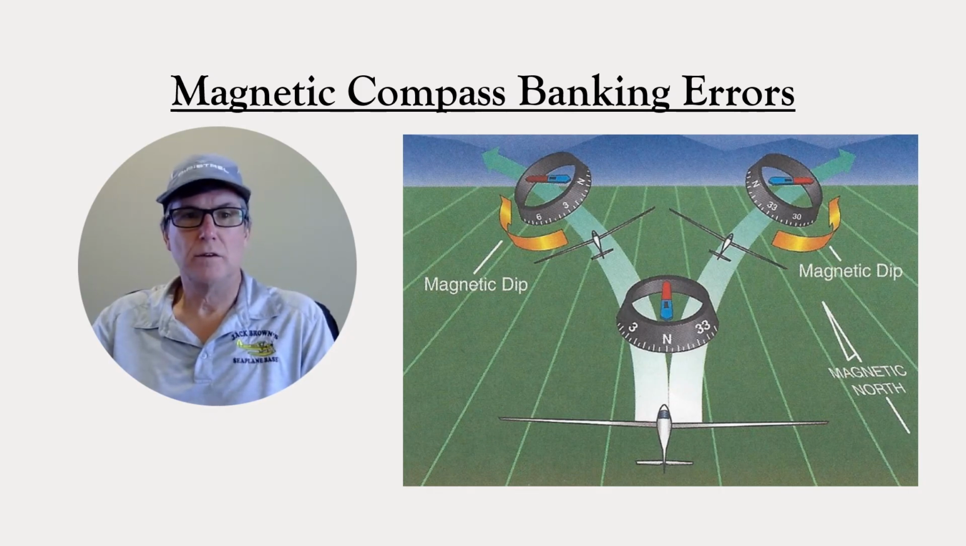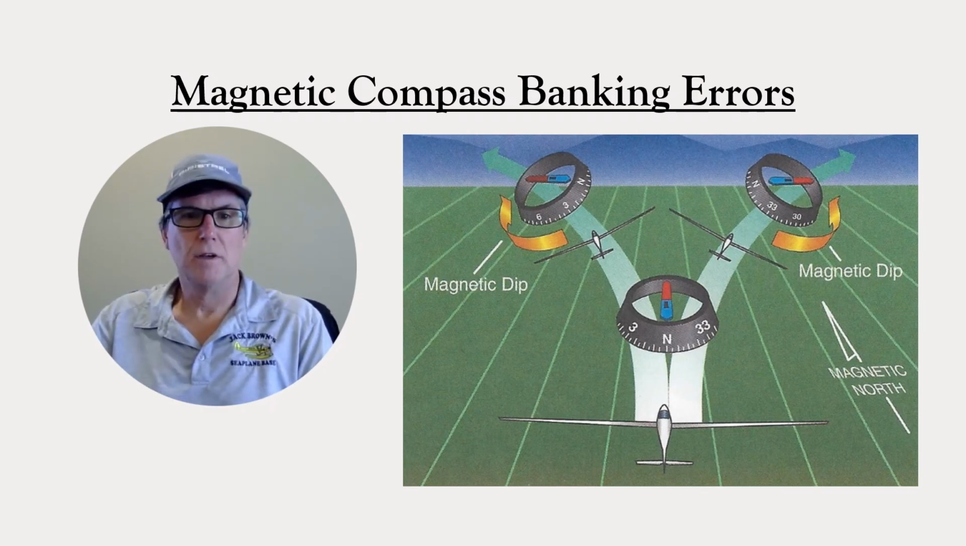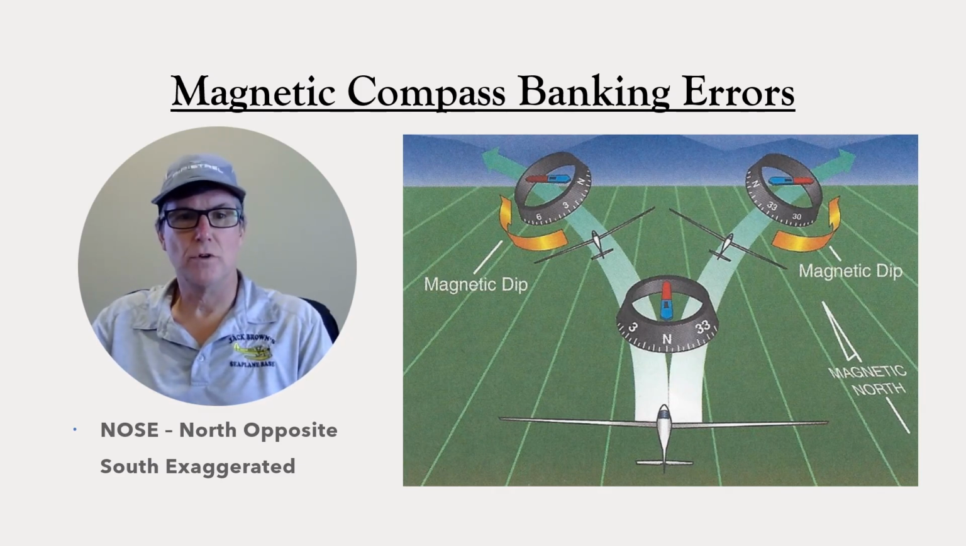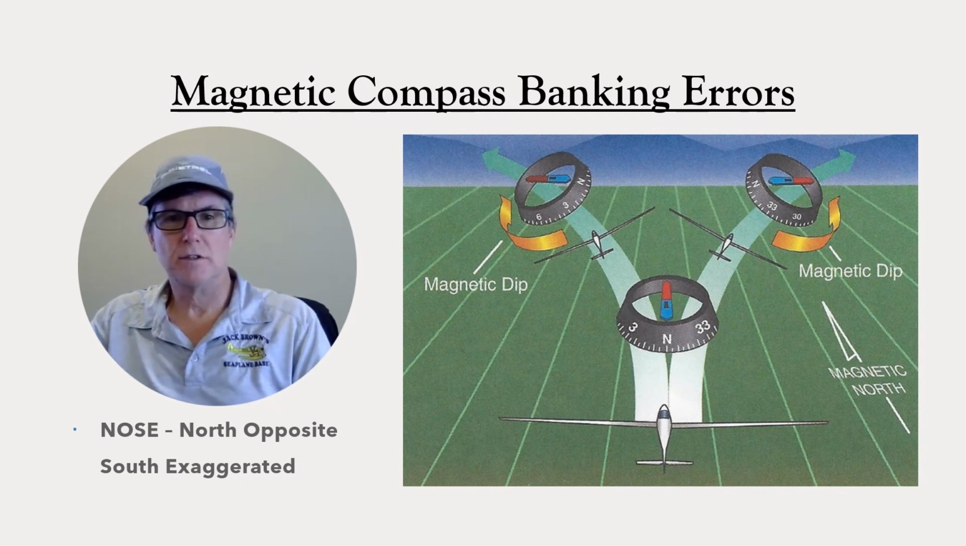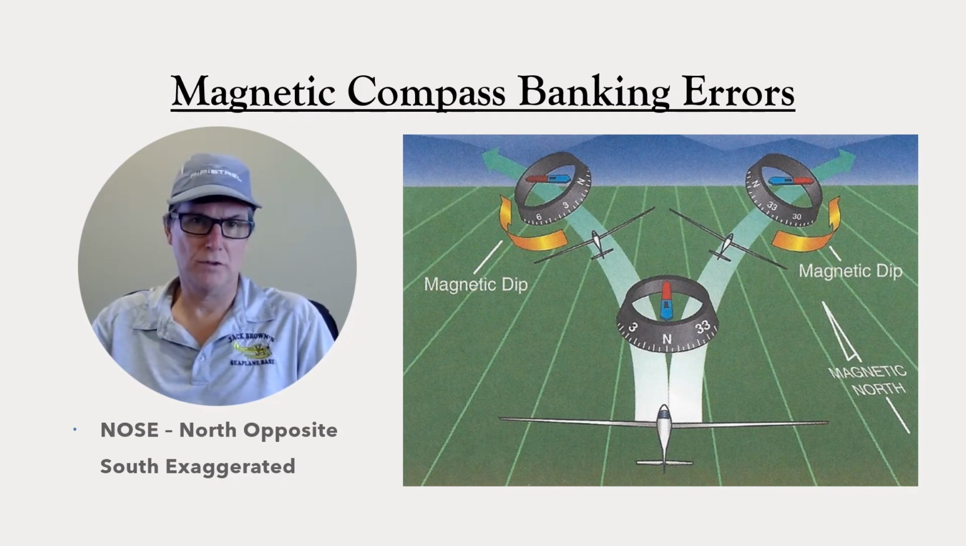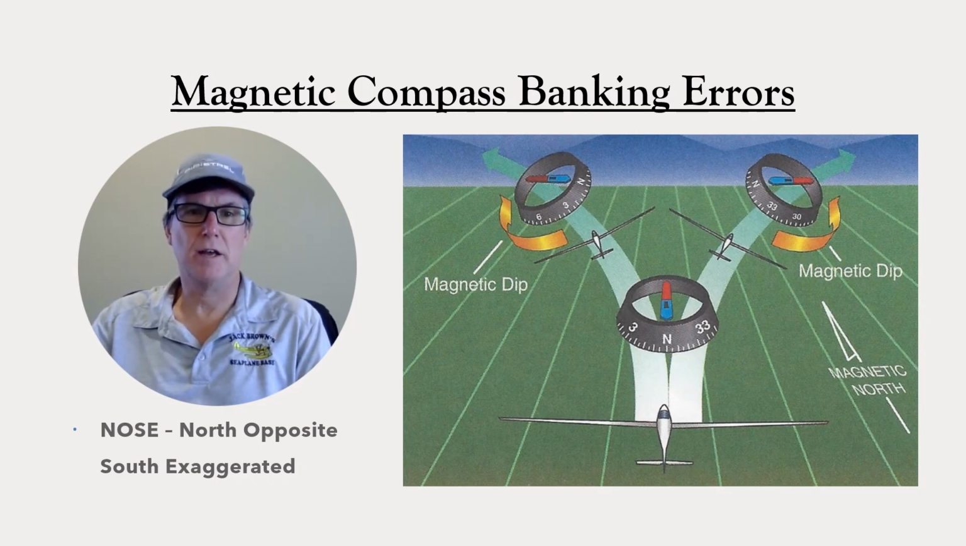Similarly, a bank to the right will show as a turn to the left. When you're heading south, a bank to the left will show as a larger turn to the left, and similar to the right. There's an acronym to remember this: NOES. This stands for North Opposite, South Exaggerated. Another way to think of this is that the compass lags when you're going north and leads when you're going south. Therefore, to turn to a northerly heading, you need to start rolling out of the bank before the compass gets to that heading by more than what you usually would.